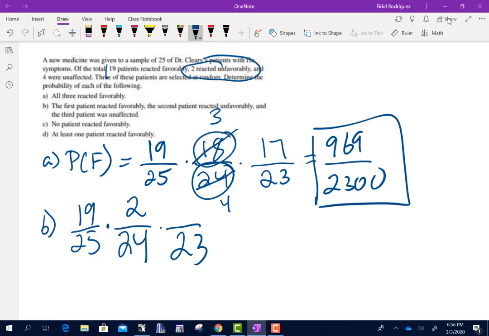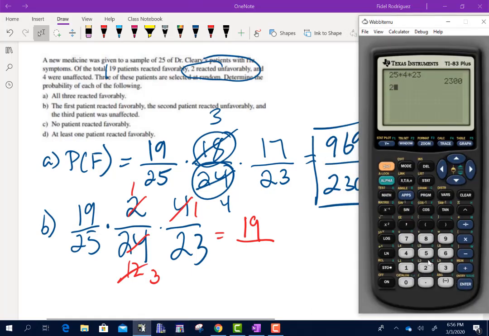And it looks like we had 4 that were unaffected? Okay. So again, I'm going to try to reduce where I can. So 2 and 24 reduces to 1 over 12, and 4 and 12 reduces to a 1 and 3. Okay. So look, we have 19 on the top, 25 times 3 times 23. Let's do that. So 25 times 3 times 23 is 1725.